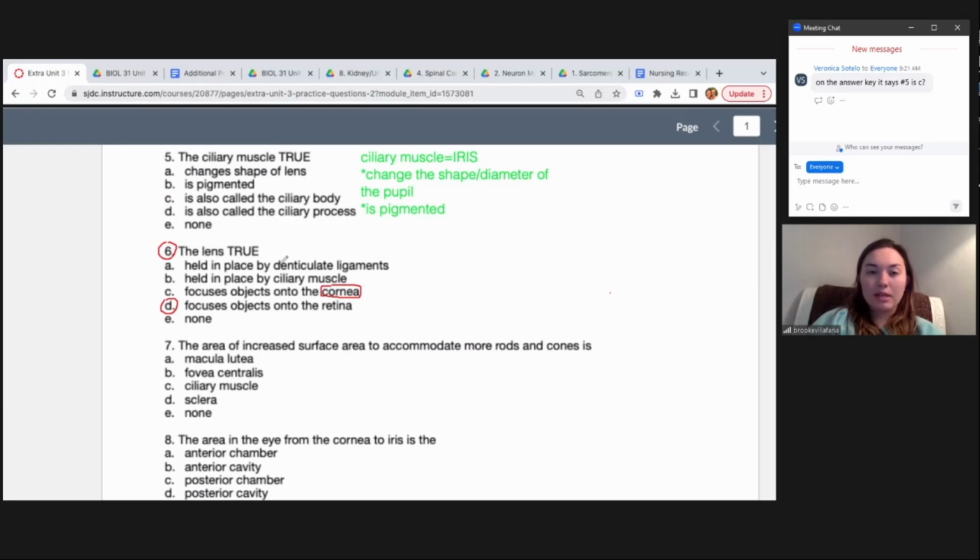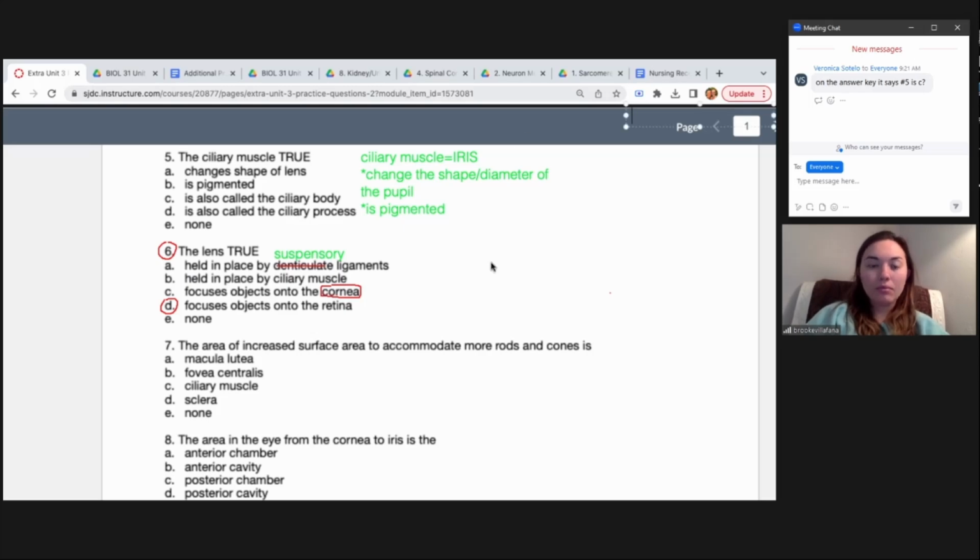The lens is held in place by ligaments, but they're called suspensory ligaments, not denticulate ligaments. So that's why that's right. Denticulate ligaments are the ligaments that hold the spinal cord in place. They're an extension of pia mater that holds the spinal cord in place.